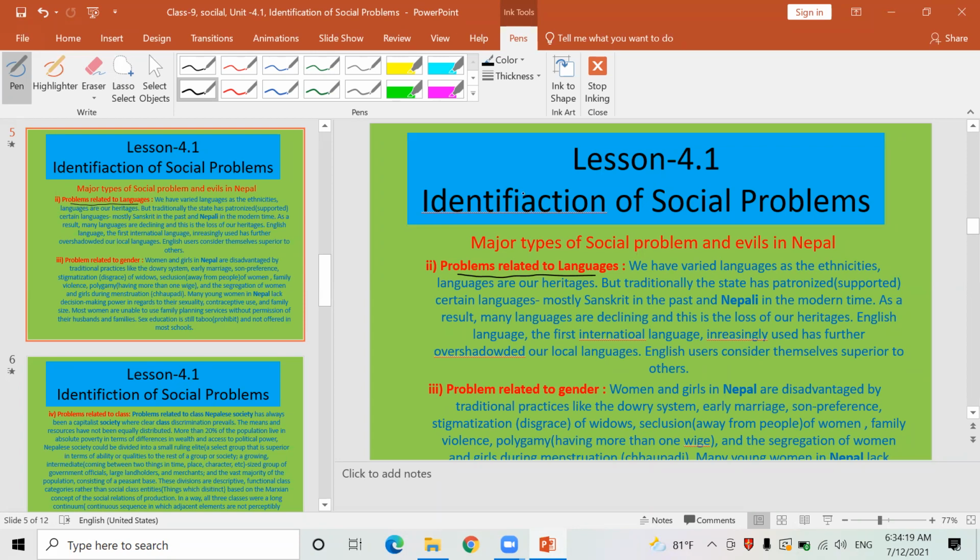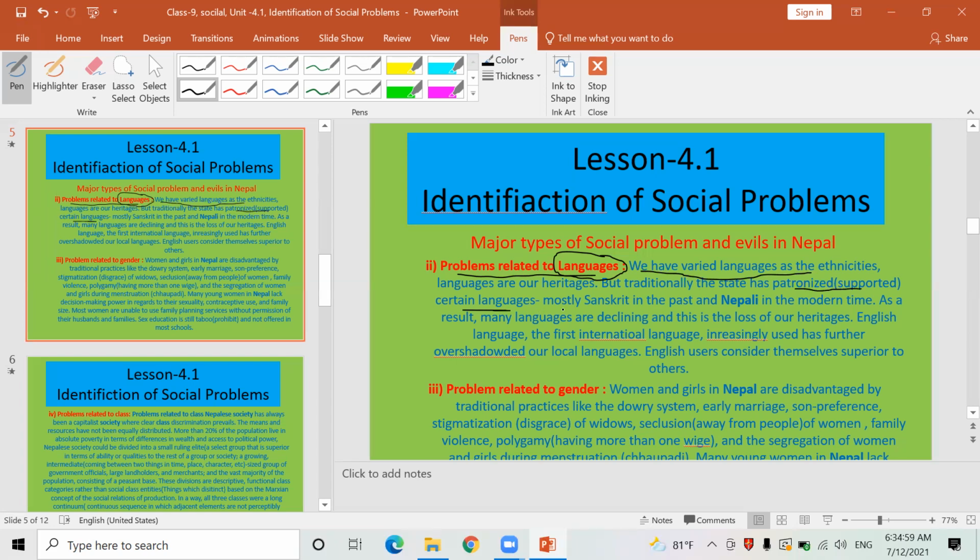Language actually belongs to different castes and communities and religions as well, especially caste and community. Therefore, if language-based problems exist in a particular nation, those are social evils. Language is based on caste, and caste is based on culture. Therefore, language-based problems matter. We have varied languages, the ethnicities' languages, our heritages, but traditionally the state has patronized certain languages, especially the Nepali language in Nepal.